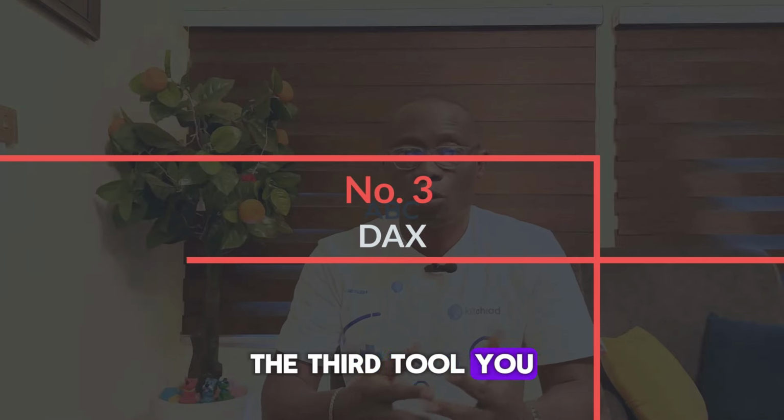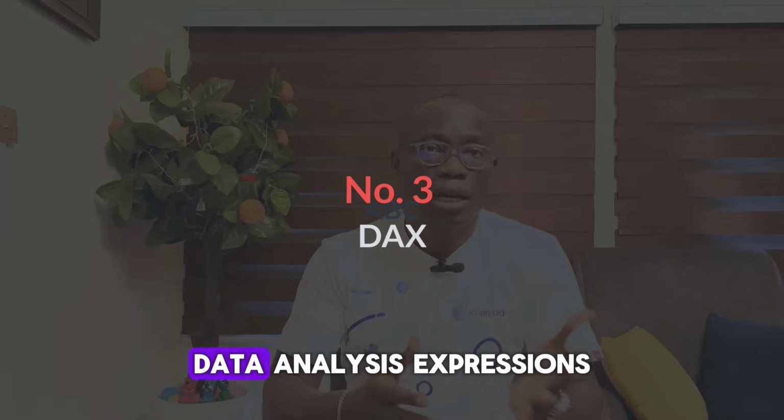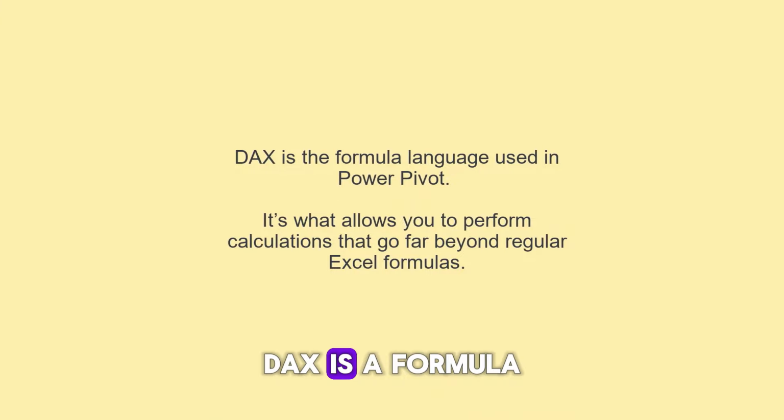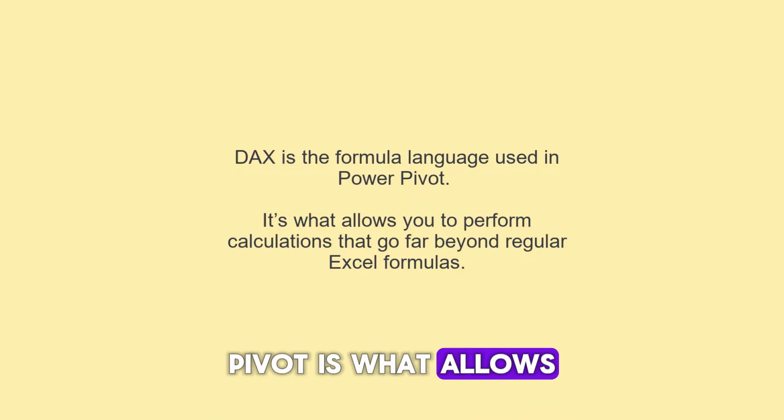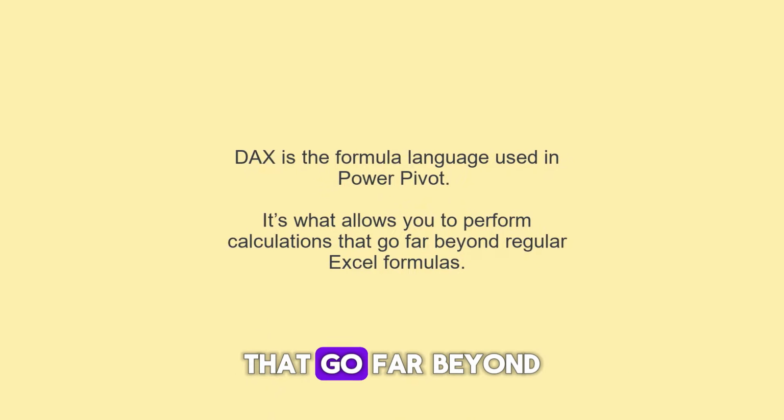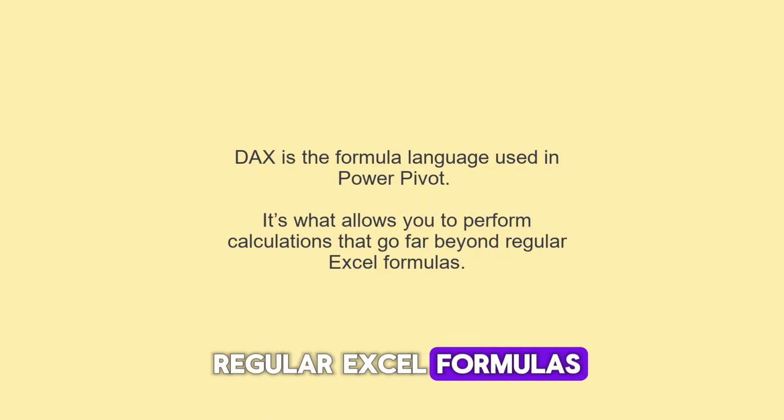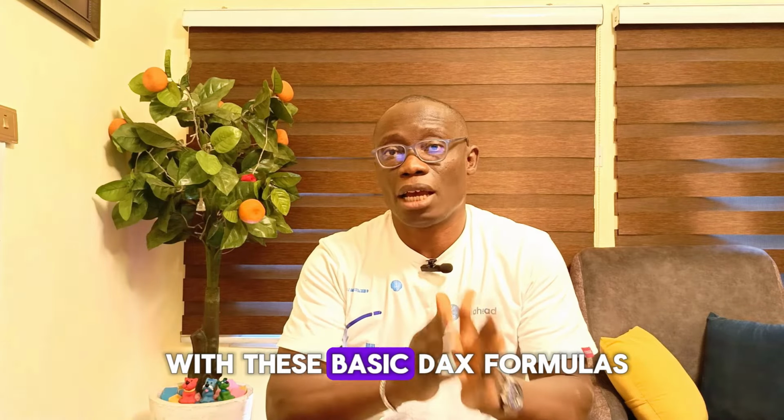The third tool you need to focus on is called DAX, Data Analysis Expressions. DAX is the formula language used in Power Pivot. It's what allows you to perform calculations that go far beyond regular Excel formulas. As a beginner, start with these basic DAX formulas.